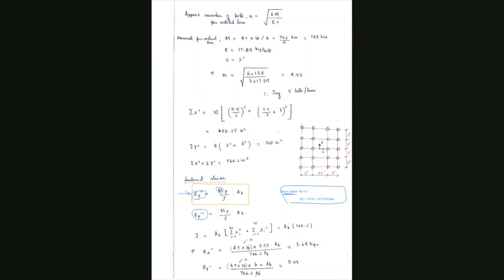This Y is actually a variable. AB is just the area of the bolt, and J is the polar moment of inertia, which is this equation. Okay, so when you put J into this equation, this AB and this AB would cancel off. So basically what you're left with is just Ry or Rx double prime equals My over the sum of x square and y square.